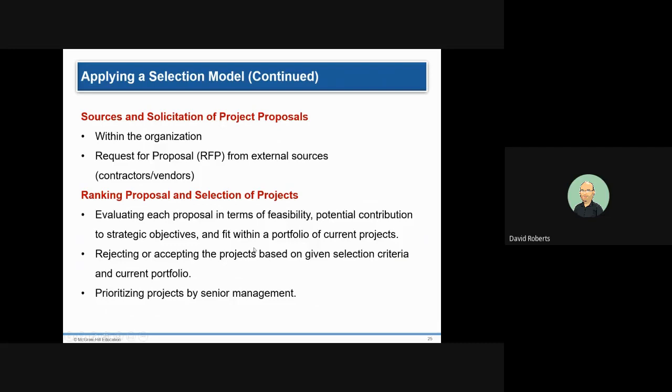You can request proposals from outside sources to get an idea of the timelines and the costs. Your organization may not have a real good idea, so you may want to do this and see what kind of bidding you get. And then again, rank them in terms of feasibility. Do they fit the organization's strategy? Are we going to accept or reject the problem?